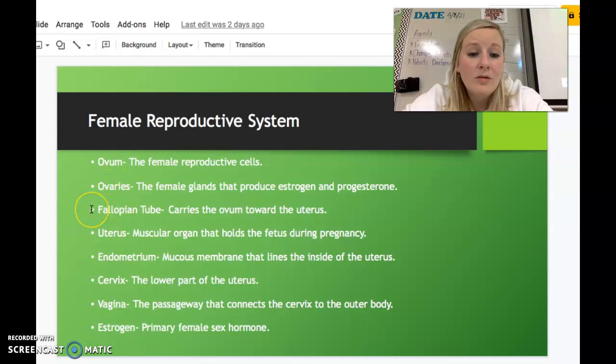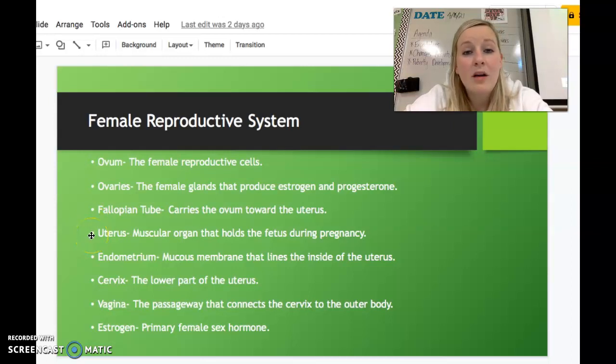The fallopian tube, there's actually two of them, and what they both do is they're going to carry the ovum toward the uterus. So just a little tube, a tunnel to get the ovum from one place to the next. Nothing big typically will happen in the fallopian tube unless it gets fertilized by the sperm. And we'll talk more about that when we look at the picture and the labeling part on the next slide.